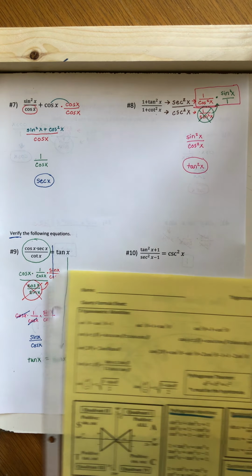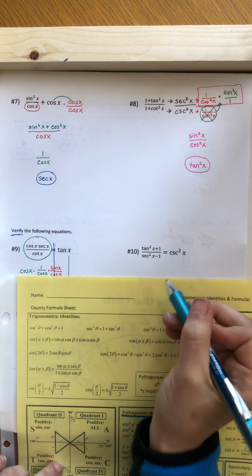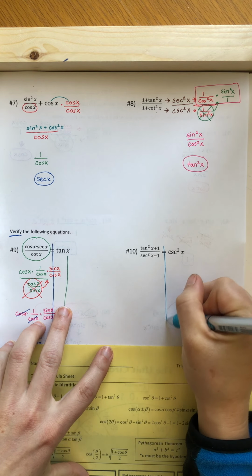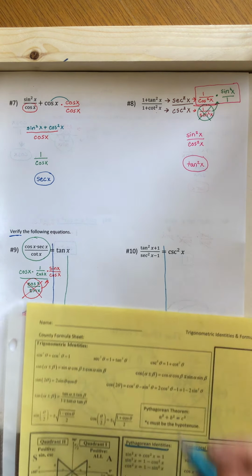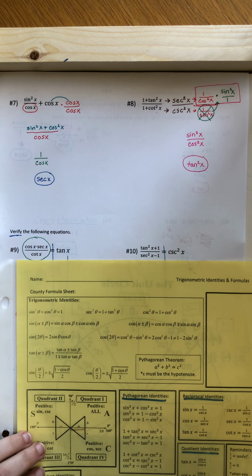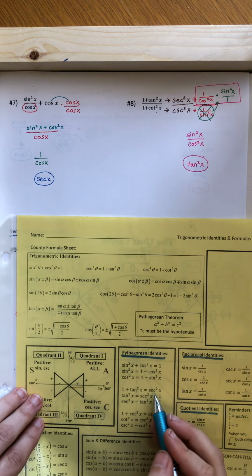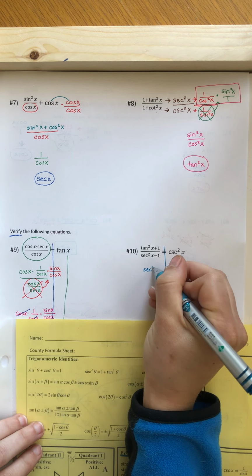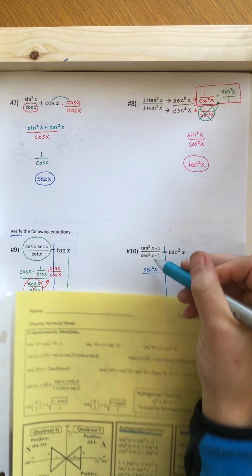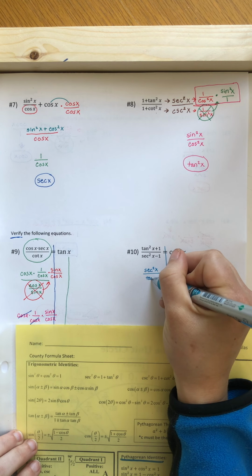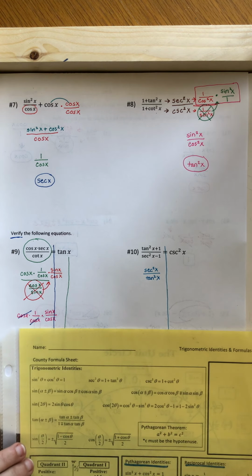And the last one, number 10, I'm going to also start on the left side. Tangent squared x plus 1 is secant squared x. That's a Pythagorean identity there. And then secant squared x minus 1 is tangent squared x. Also a Pythagorean identity.